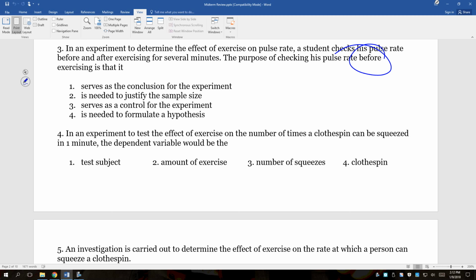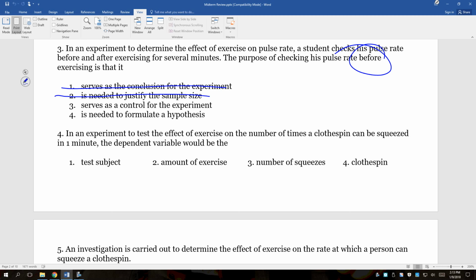Now, why would you want to have a baseline? That's going to be because he needs a comparison. So number 1 says serves as the conclusion. Well, a conclusion is an end product. We're not looking for the end result. We're looking for the very beginning. Okay, so we can cross that one off. 2 is needed to justify his sample size. Sample size means the number of participants. If he's checking his own pulse rate, there's really not too much to do with sample size there, right? We're not talking about the number of students involved.